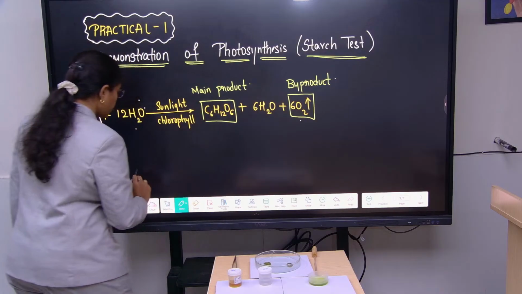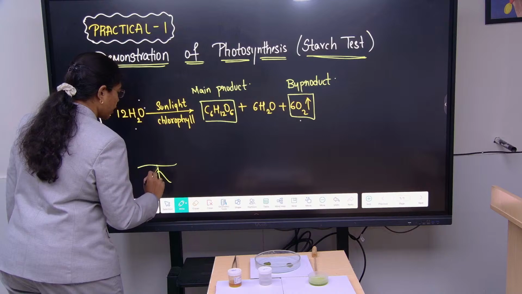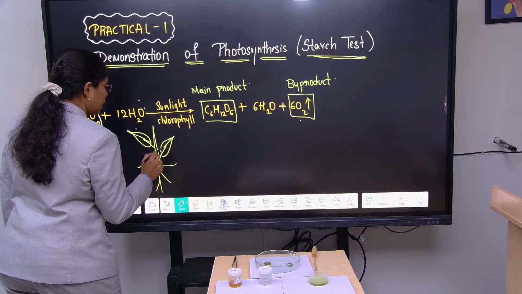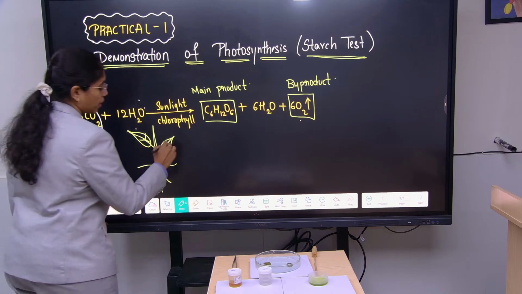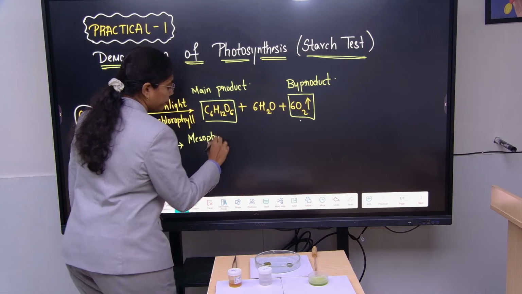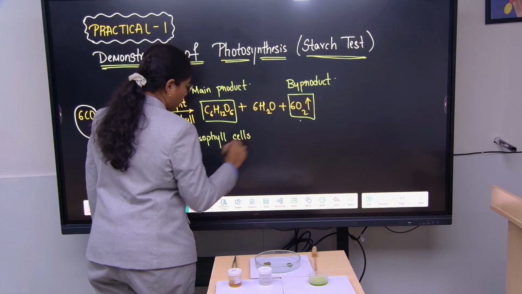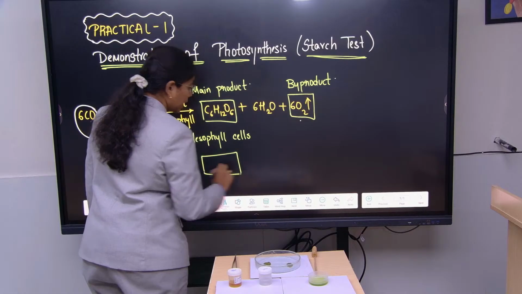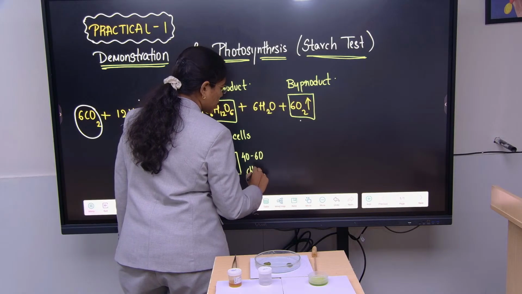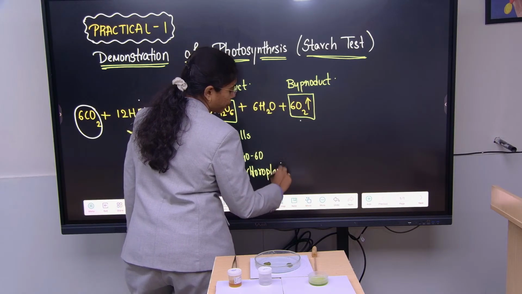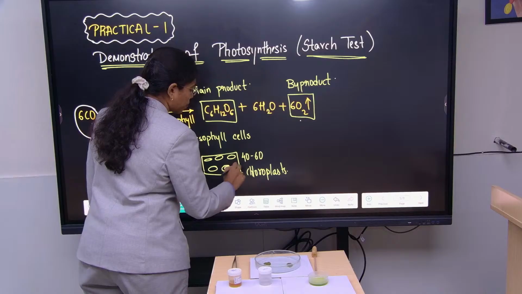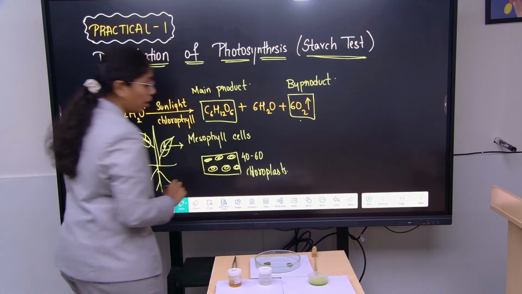Where is the glucose formed? We have learnt in detail. If you take a plant leaf, fine, right? A leaf is composed of what cells? Mesophyll cells. If I take a single mesophyll cell, in a single mesophyll cell around 40 to 60 chloroplasts are present. These organelles are present on the peripheral ends of the mesophyll cells.